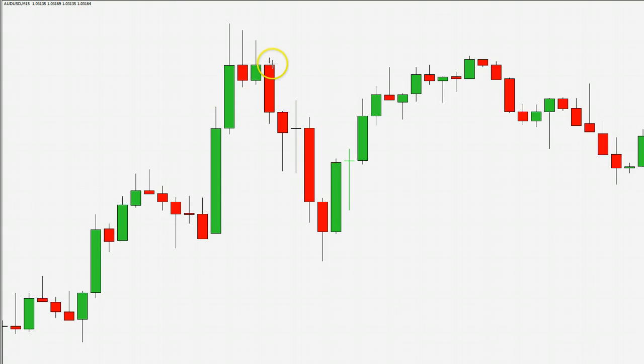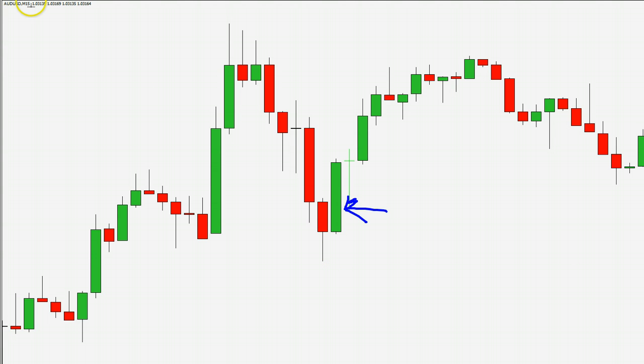Now you see we have many red bars in a row here. There's 1, 2, 3, 4, 5 red bars, and then all of a sudden you get this strong bullish candle. And I call them bars, but actually they're candles. It's incorrect terminology. They're all candles. They're not bars. A bar chart is extremely different.